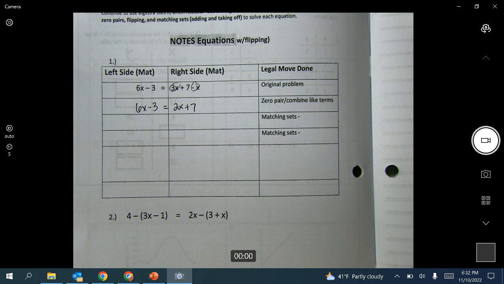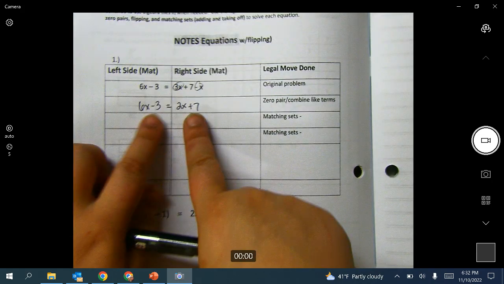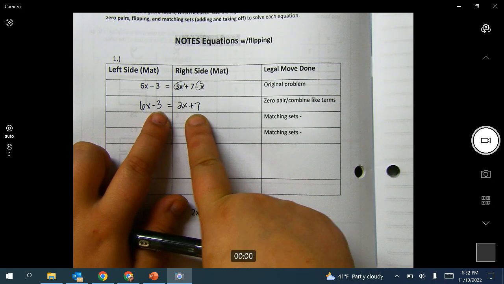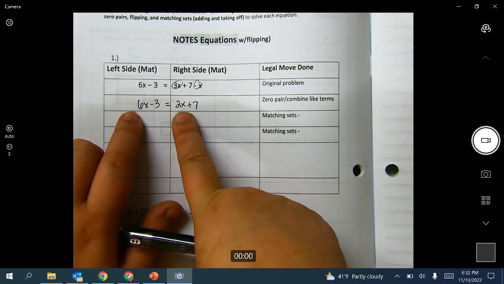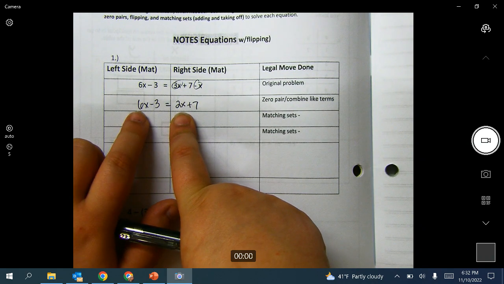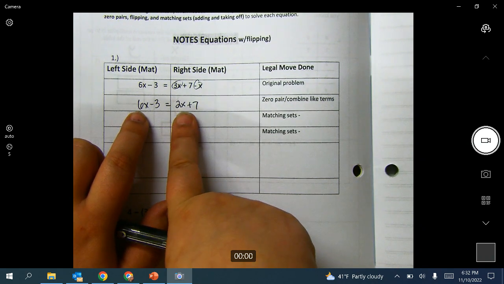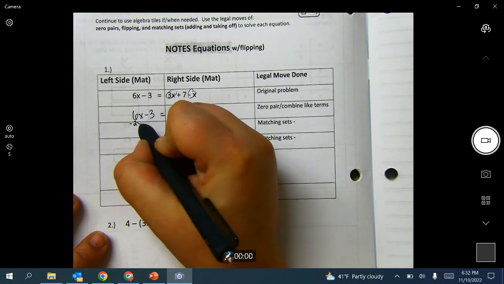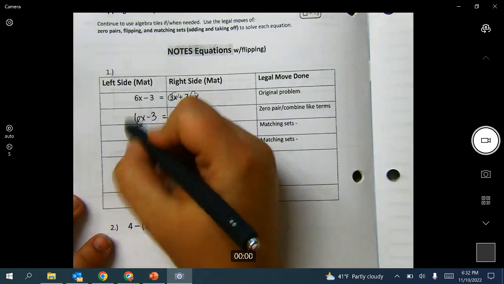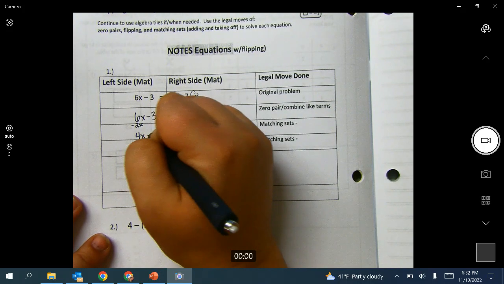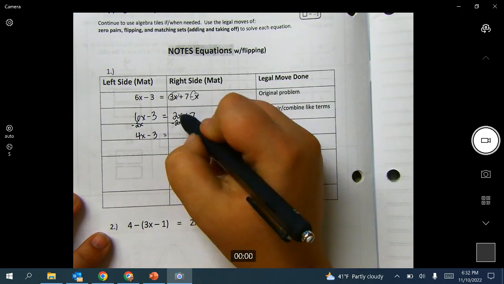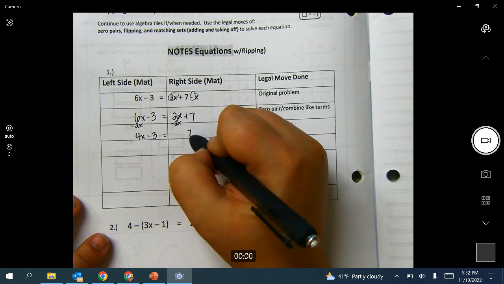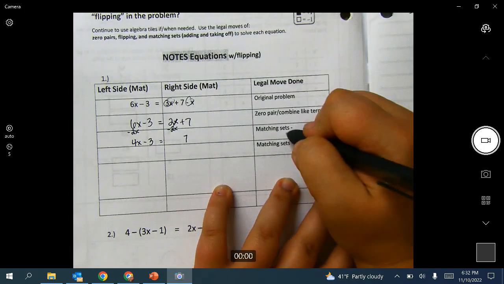So I have 2x plus 7. All right, now I need to do matching sets. So if I think about just taking away matching sets, I can't do anything with this -3 and this +7, but I can do something with these x's, right? I have 6 x's on this side and 2 x's on this side. So I know that I can take away 2x from both sides. Now on the left, I would have 4x minus 3. And on the right, these x's went away. So now I just have 7. Okay, so this was taking away.